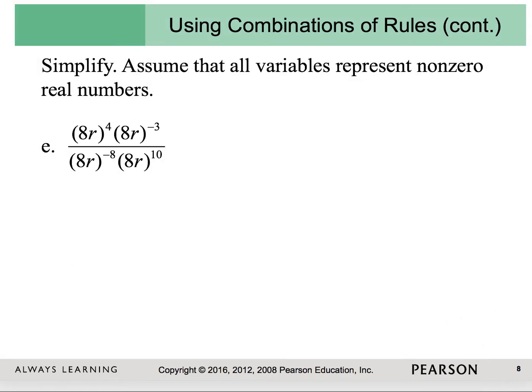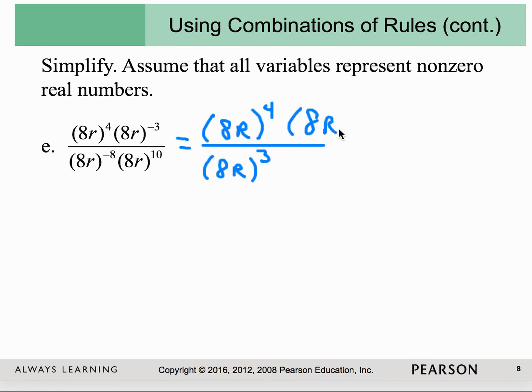All right, one more. Let's look at this one. What do you think you're going to do first? Yes, because there's nothing inside the parentheses. Let's get rid of negative exponents. So this 8r to the 4th is going to stay on top, but this is going to be 8r cubed in the denominator now. And this is going to be 8r to the 8th in the numerator. And this is going to be 8r to the 10th staying in the denominator.